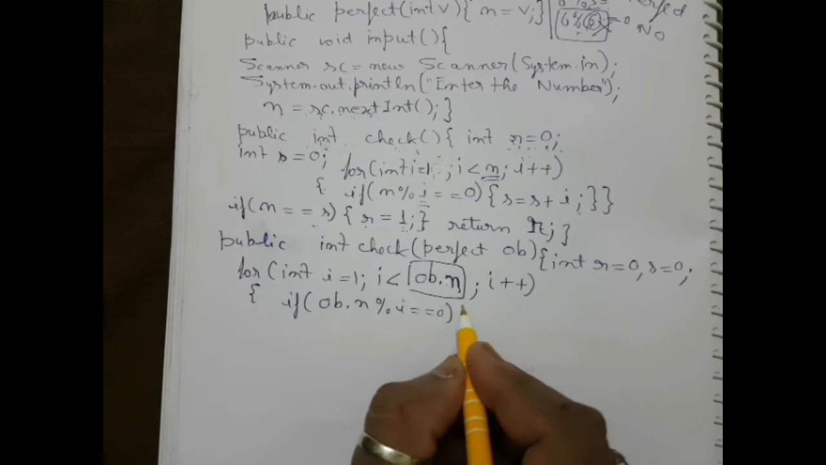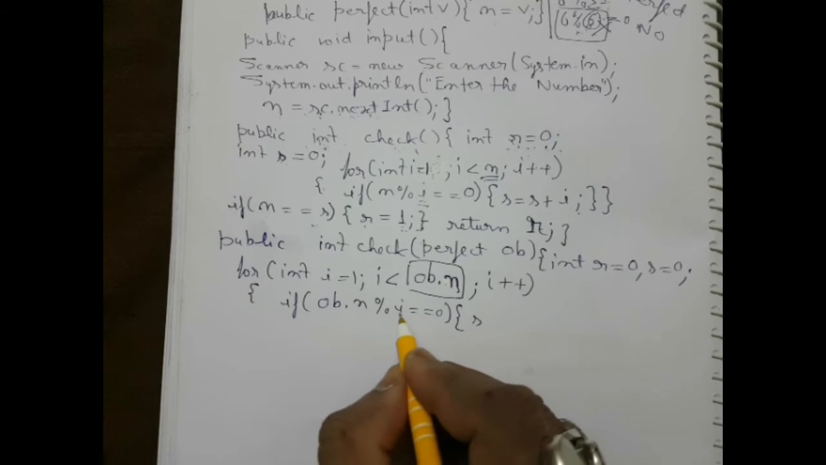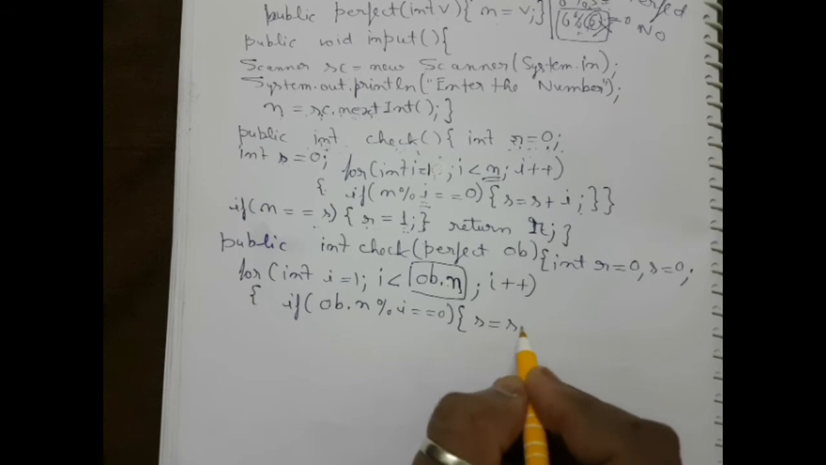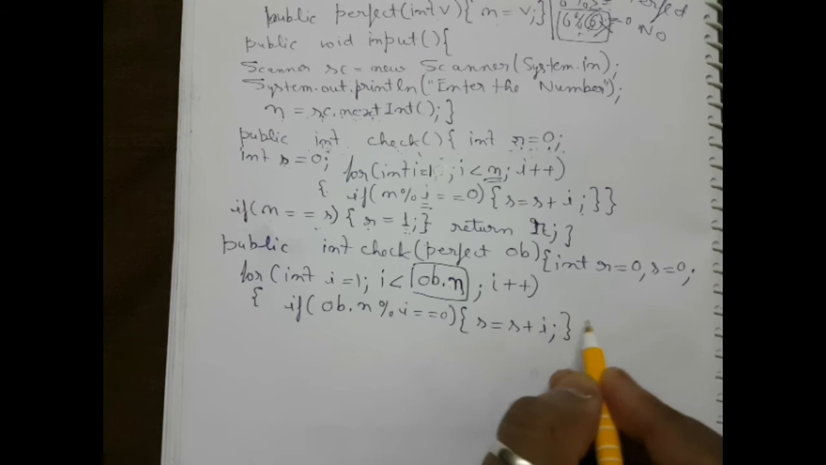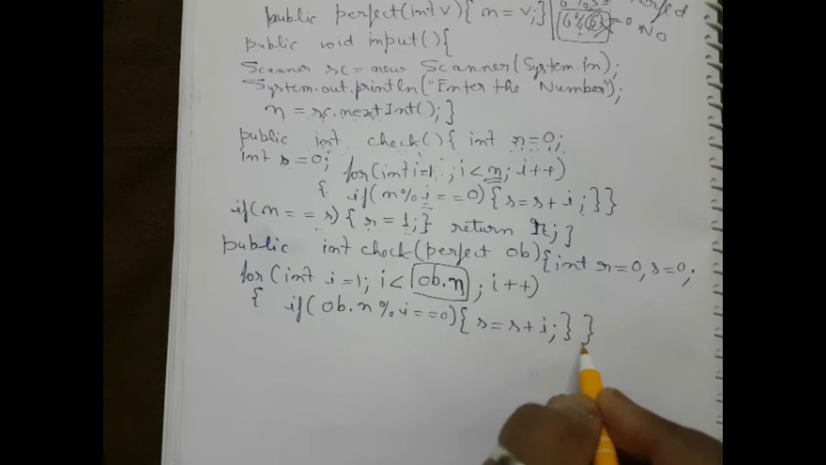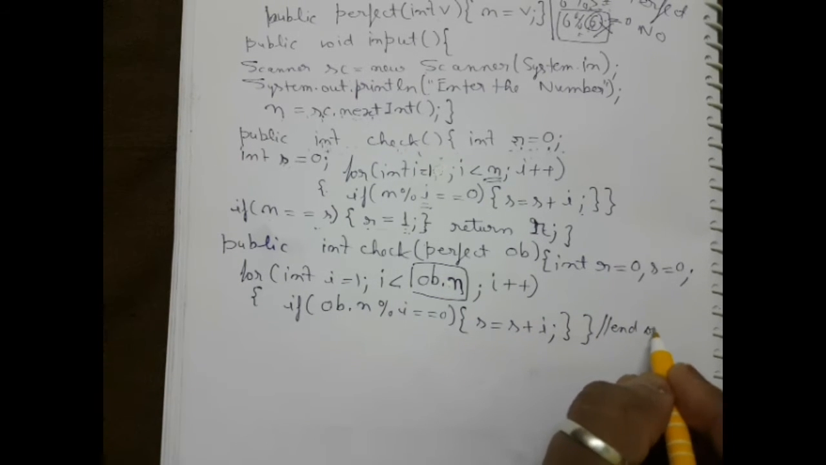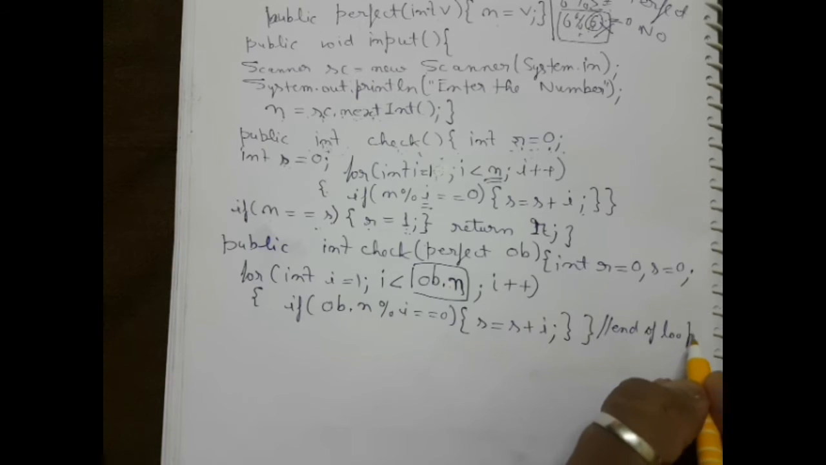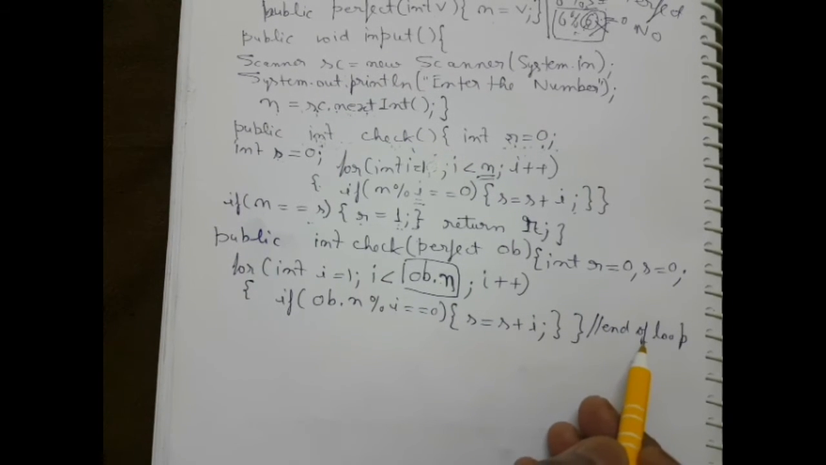Alright, now if it is true, that means I is the factor, so we will add that to S, and we close the if block, and then we close the loop. End of the loop. Alright, so for the loop given over there, end of the loop.